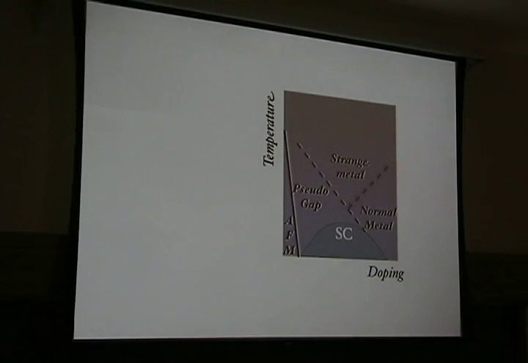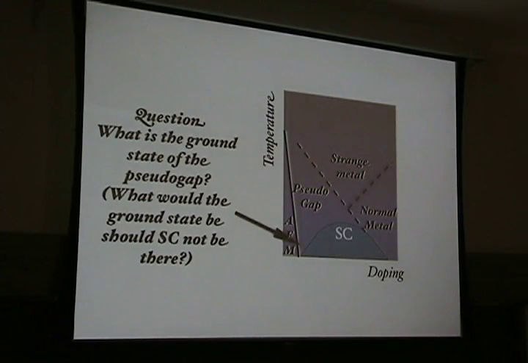So let's look at some other effects then. We try to understand what is the connection between the pseudogap and the superconducting gap. Now we cannot study this because if we lower the temperature, superconductivity comes in. So we will try to understand what the ground state is by going right around here to see what we find at very low temperatures. What would be the ground state if superconductivity was not there? Because in photoemission, we cannot kill superconductivity with a magnetic field.